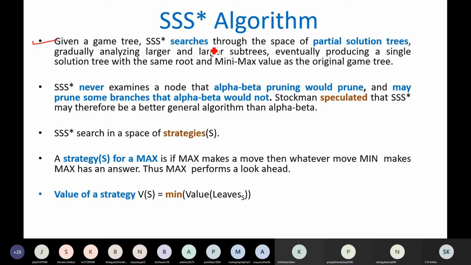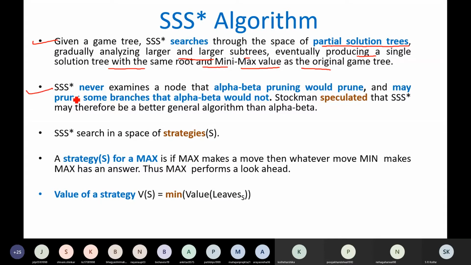This SSS star algorithm searches through the space of partial solution trees, and then it goes on refining these partial solution trees, gradually analyzing larger and larger subtrees. Eventually that will produce a single solution tree with the same root and minimax value as that of the original game tree. So that will be the solution.